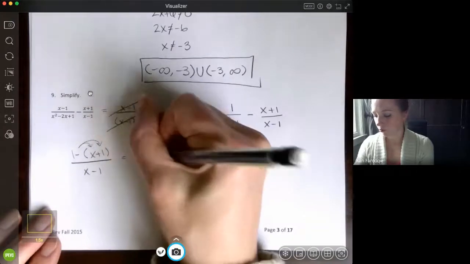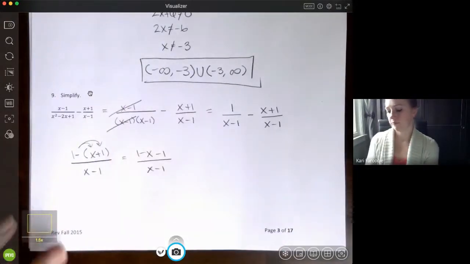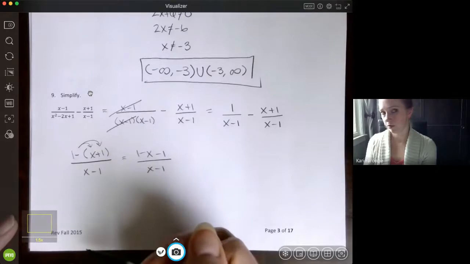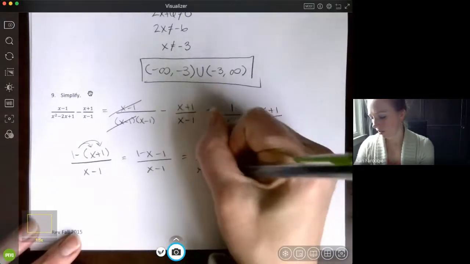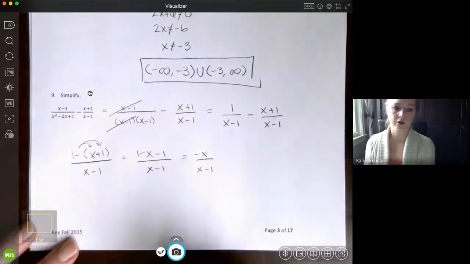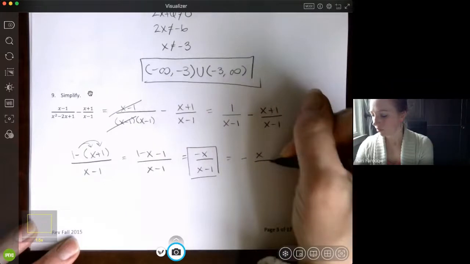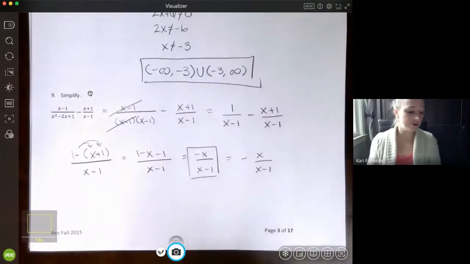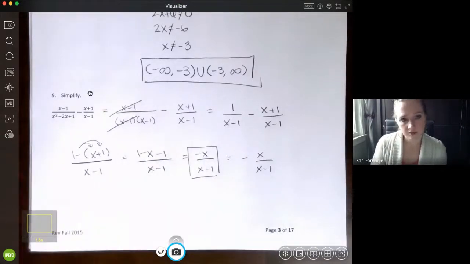So now you have 1 minus x minus 1 over x minus 1. Now 1 minus 1 is 0. So you're left with negative x over x minus 1. This is good. Technically, you could leave the negative in front of the fraction. That's fine. You could put it in the denominator if you want to. That's fine. This is done.